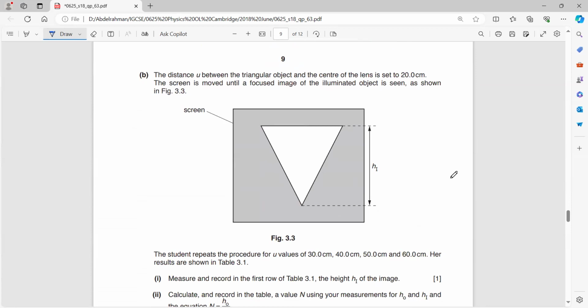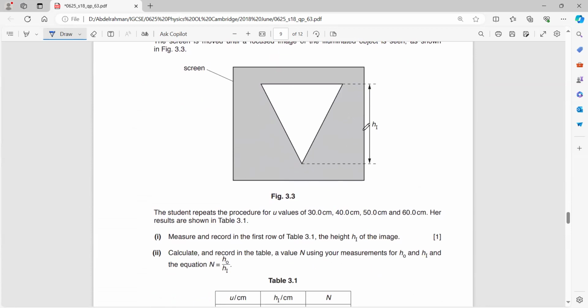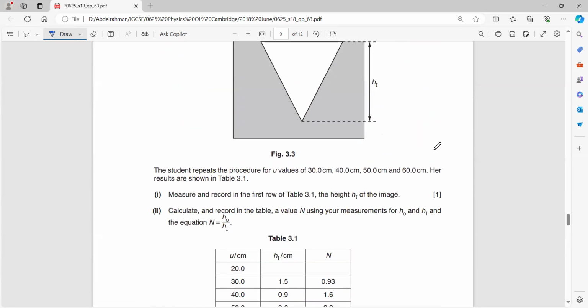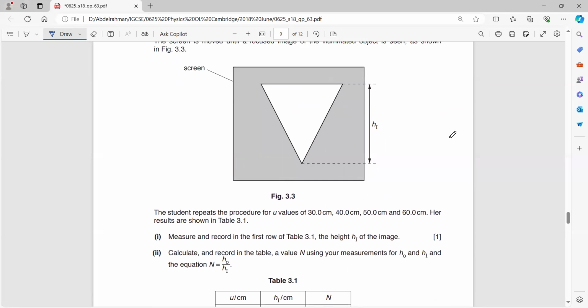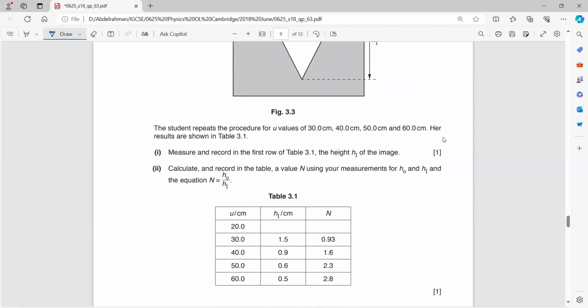And then he wants me to measure HI and record it in the table. Okay, I will measure HI. When you measure HI, it should be around 4.5 centimeters. But can you calculate N, H0 over HI? Can you calculate N, H0 over HI?